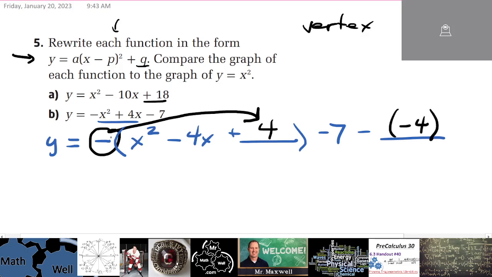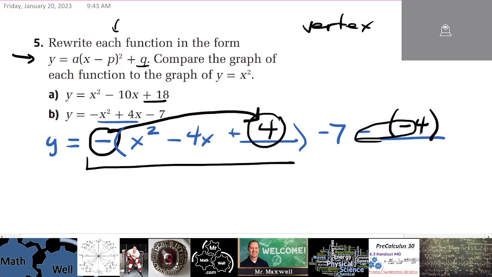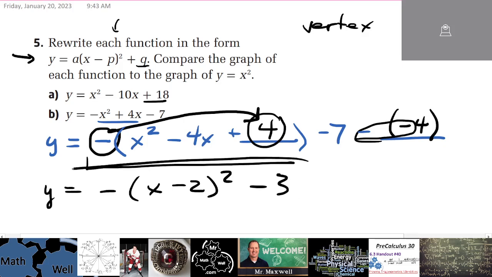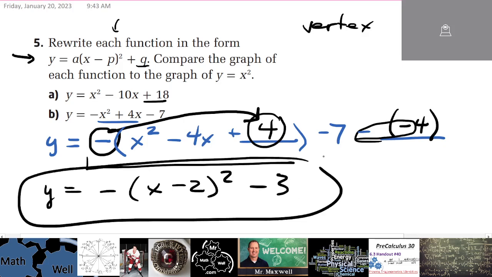So that's the only tricky part when it comes to negatives or numbers out front. When you put a 4 right here, what you've actually changed is negative times 4. Okay? So it's a -4. This has to turn into a +4. And then this is going to be a negative x minus 2 all squared. -7 plus 4 is -3, so that should be the answer for B there. Does that look right? Okay.